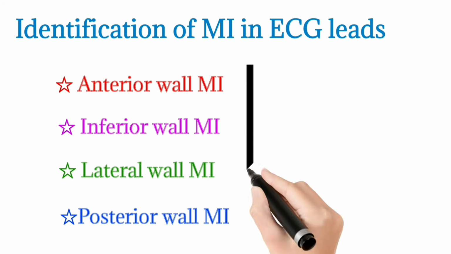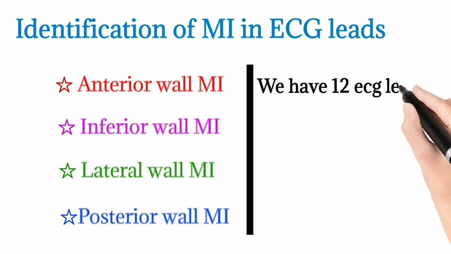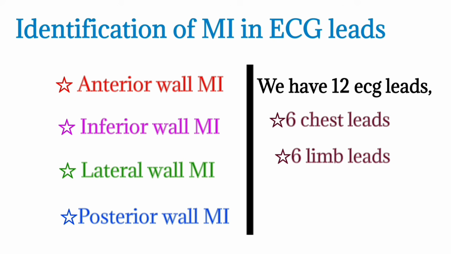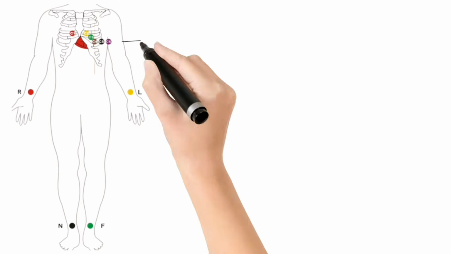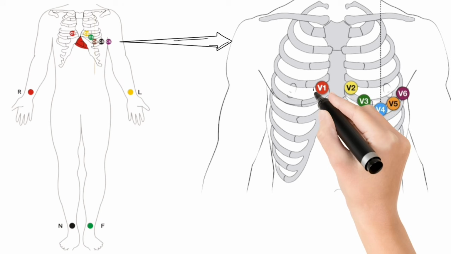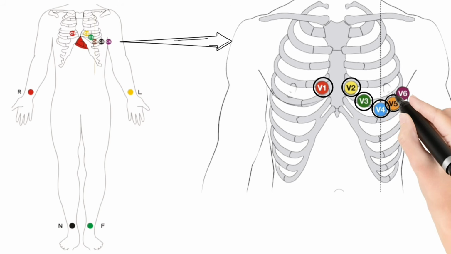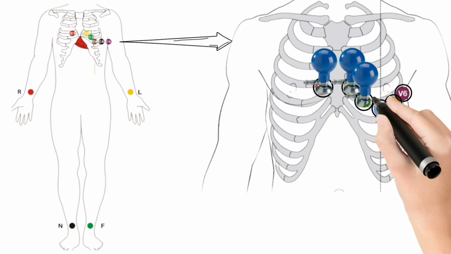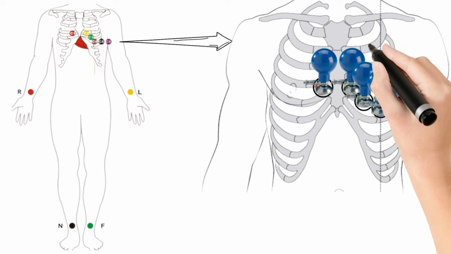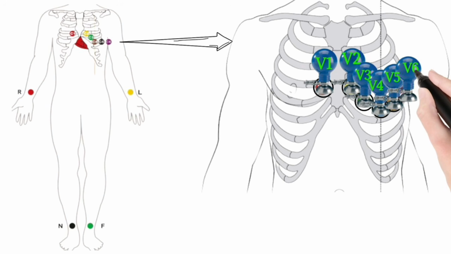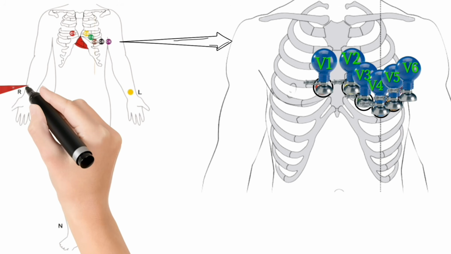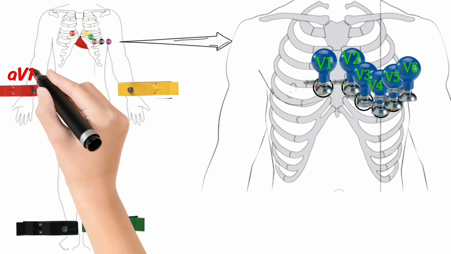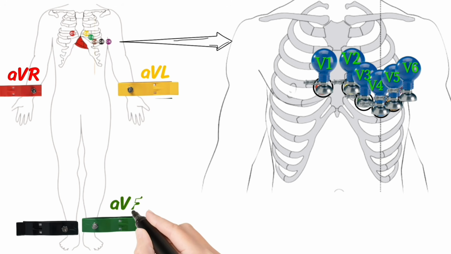We have 12 ECG leads, 6 chest leads, 6 limb leads. So how do we put ECG leads? In a given diagram, you see 6 chest leads, which are V1, V2, V3, V4, V5, V6. These all are chest leads. Others are limb leads, which include 2 on the hands and 2 on the legs. AVR and AVL are on the hands, and 2 are on the legs, which are AVF, and 1 on neutral.